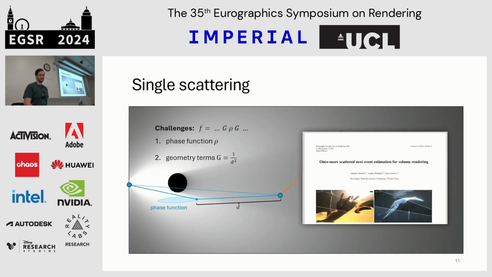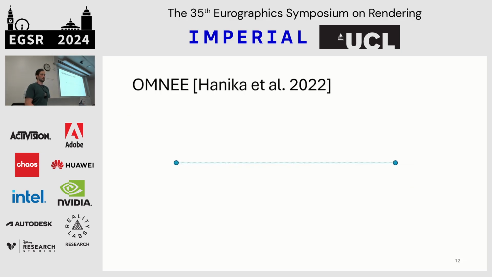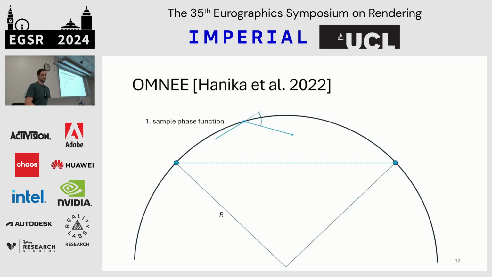Luckily, there's a paper that does exactly sample this, which is called Once More Scattered Next Event Estimation, and it was presented at this conference 2 years ago. It roughly works like this. They sample the phase function first, actually. Then they derive a circle where each point on the upper arc of this circle maintains this angle with the two vertices that we wanted to connect over the third additional vertex. And then we can just pick a point on this arc, and it will give us a valid configuration.